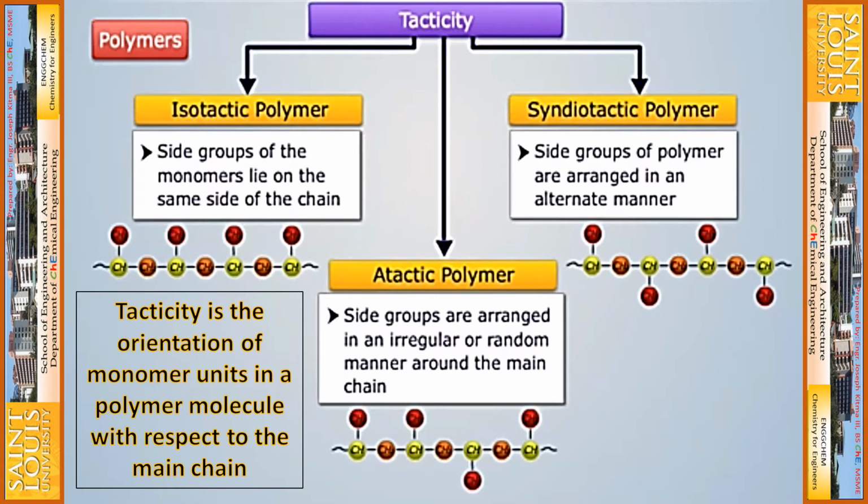Tacticity can have isotactic polymer, whose side groups of the monomers lie on the same side of the chain. Syndiotactic polymer, side groups of polymer are arranged in an alternate manner. The atactic polymer, the side groups are arranged in an irregular or random manner around the main chain. Tacticity is the orientation of monomer units in a polymer molecule with respect to the main chain.